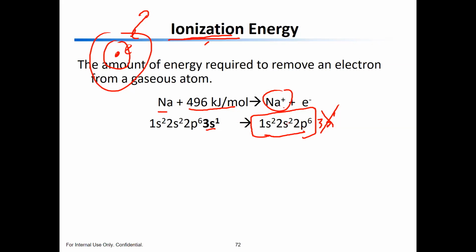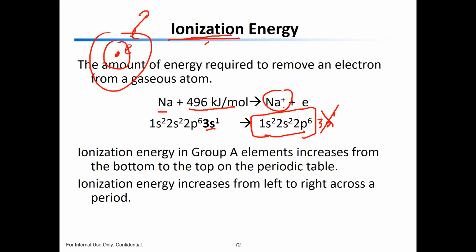So what is this electron configuration? 2p6. I think that's neon, right? So you can have two different atoms have the same electron configuration, but this is sodium plus. So when we remove an electron, we're removing the outermost electron.